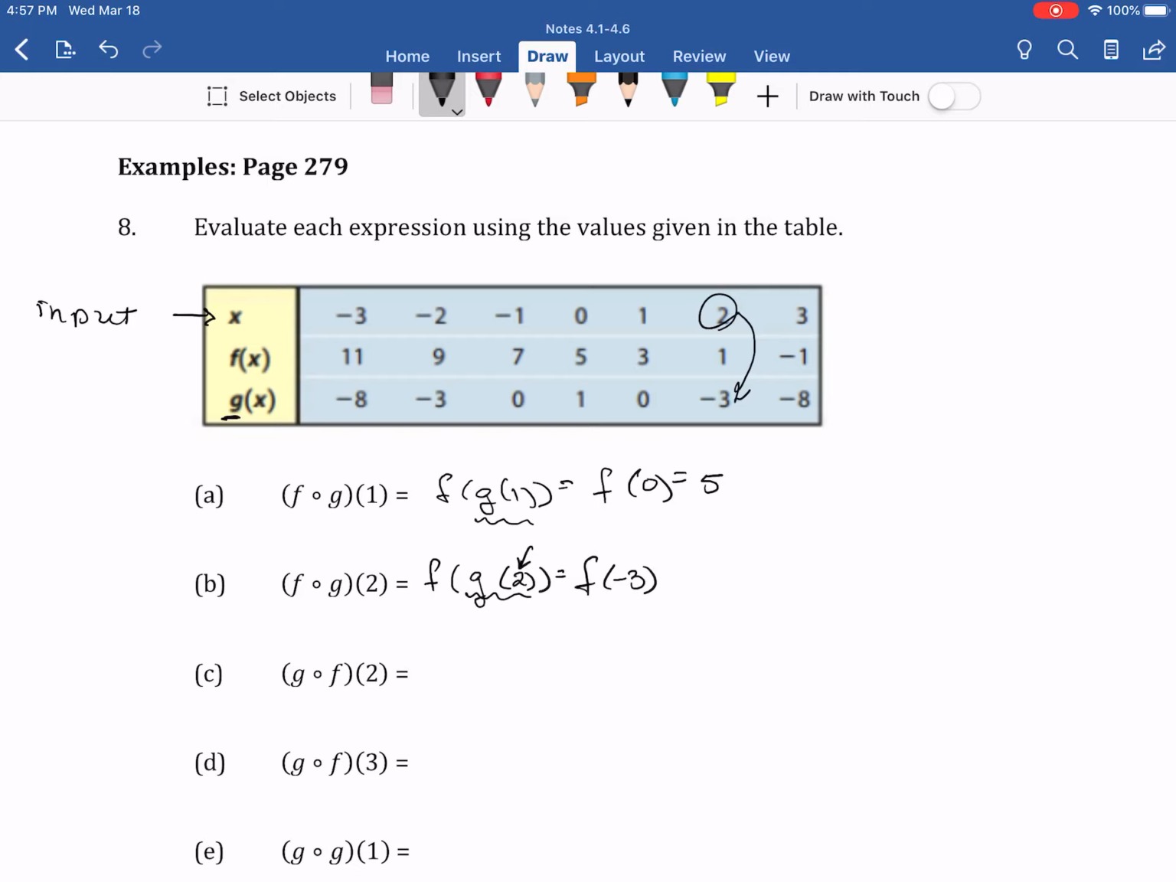Now that -3 value goes as the input into function f. Okay, -3 is my input that goes into function f. So locate -3 as my new input, put it into function f this time. The output line is right beneath, and you get the answer of 11.